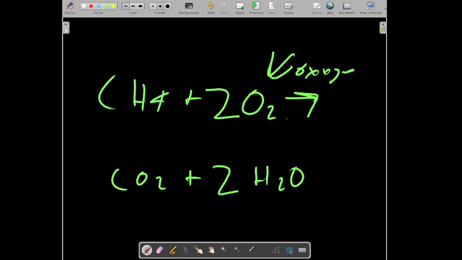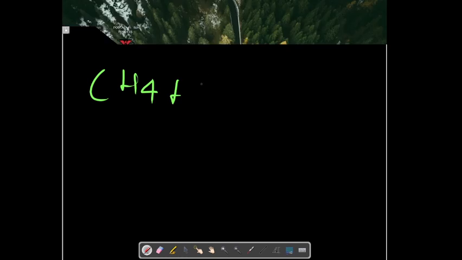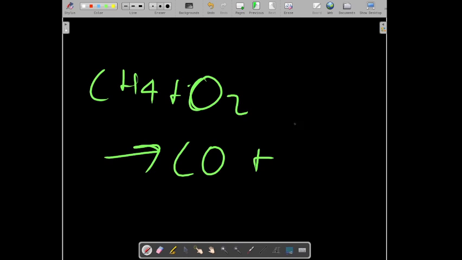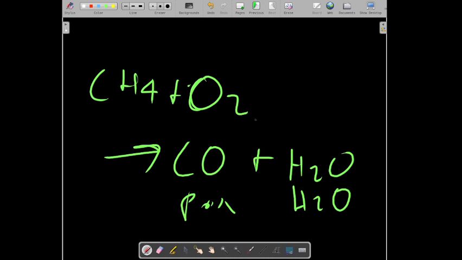Now if it's incomplete, this happens. So it's CH4, and then O2, right? And then it combusts, and then you have carbon monoxide, which is poisonous to us, and then H2O. Wait, there's four hydrogen. Hold on a minute. Okay, so there are more H2Os. So it goes carbon monoxide and two H2O, which is something you don't want. This is poisonous to us. Incomplete combustion is what they call it.